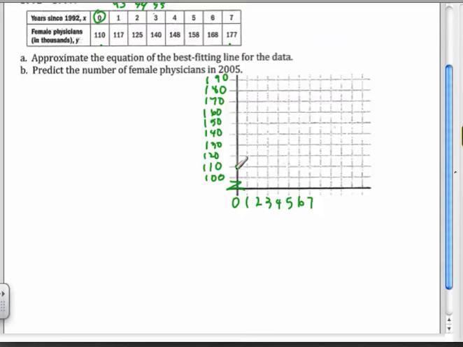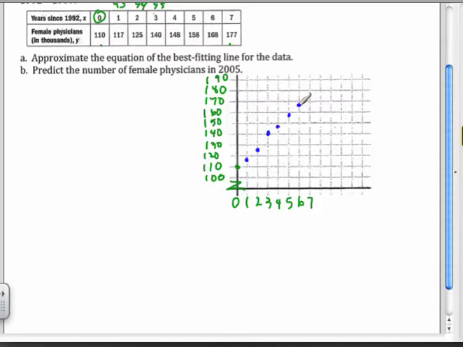After 1 year, we've got 117. That's about right there. You're going to have to give me a little bit of a break because it's not exactly right. After 2 years, it's 125, so that's about right here. After 3 years, it's 140, so that's up here. Ooh, it jumped that year. After 4 years, it's 148. After 5 years, it's 158. After 6 years, it's 168.